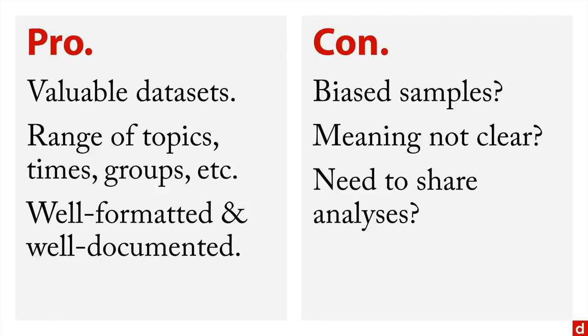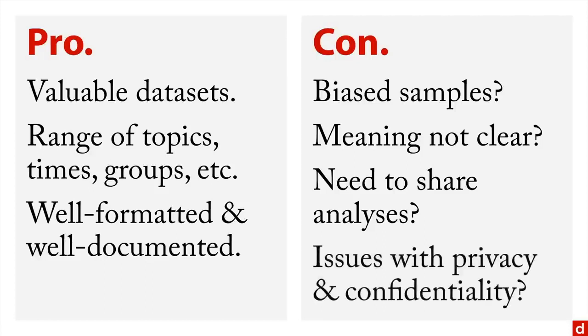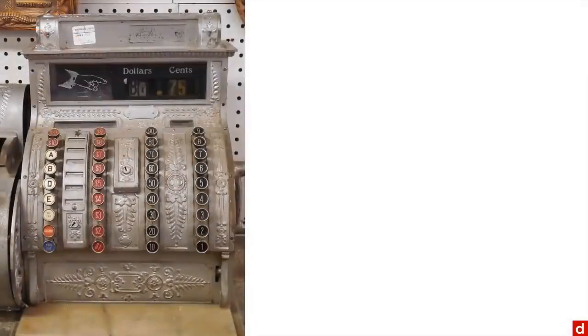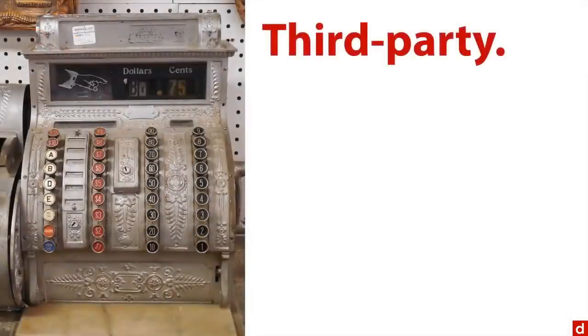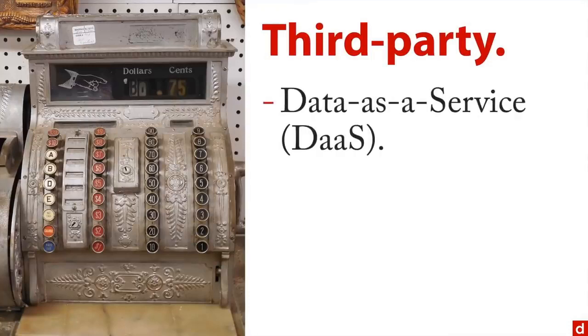And then finally, there are issues with privacy and confidentiality. And in public data, that usually means that the identifiers are not there, and you're going to have to work at a larger aggregate level of measurement. Another option is to use data from a third party. These go by the name Data as a Service, or DAS. You can also call them data brokers.